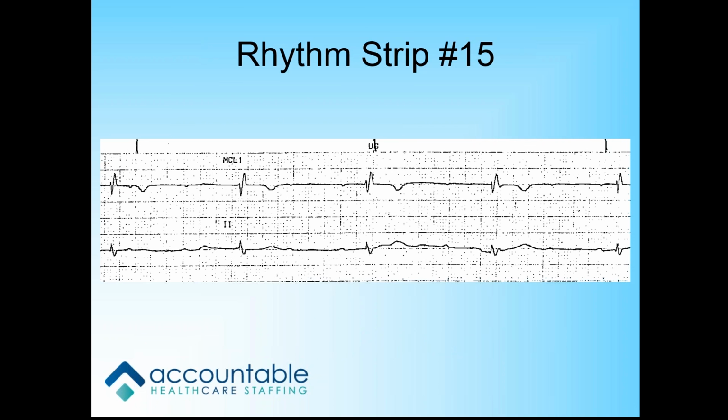Hi, Kristen. You don't like this one, do you? Okay, let's break it down. What's the rate? 40, 30, 40, 40, 30. Too slow. It's slow, yeah. Do I have a P for every QRS? No. I don't see it.